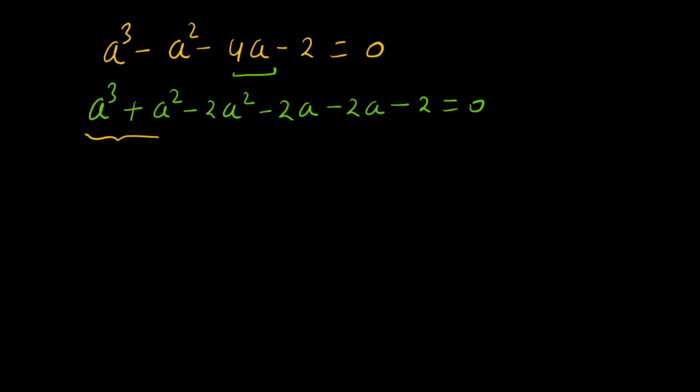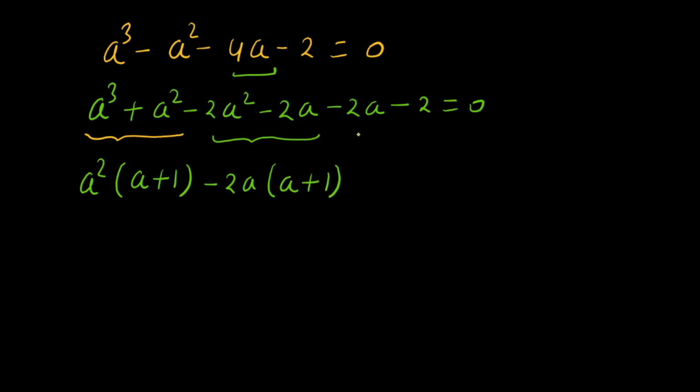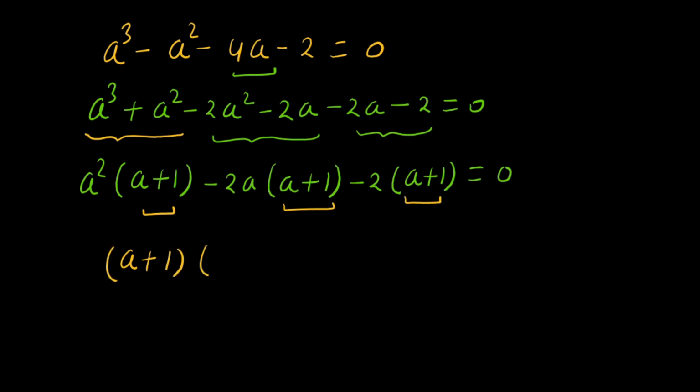Look carefully at these terms. If we take a square common, then a plus 1; if we take minus 2a common, then a plus 1; and if we take minus 2 common, then a plus 1, and this equals 0. Now a plus 1 is common. If we take a plus 1 common, then the other factor is a square minus 2a minus 2, and this equals 0.